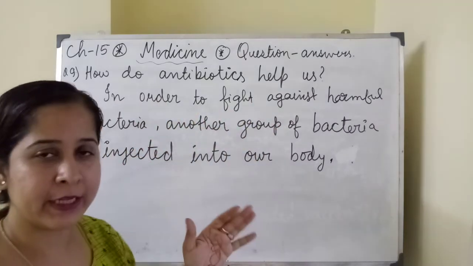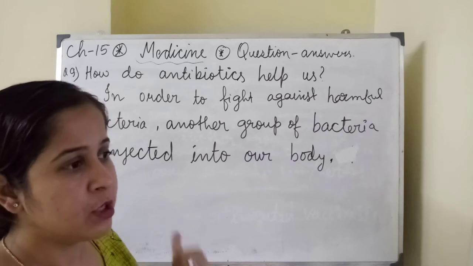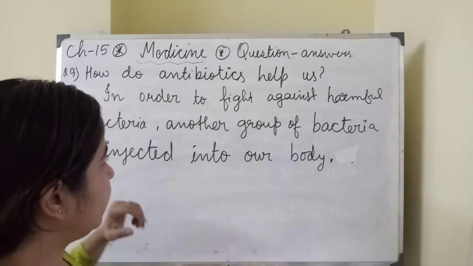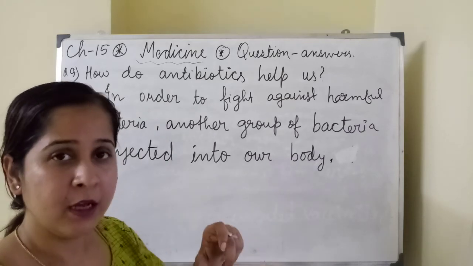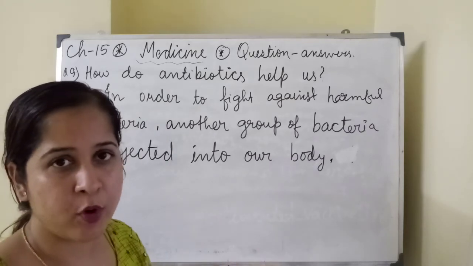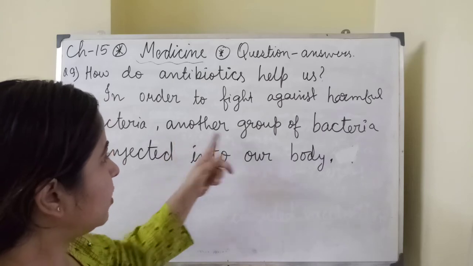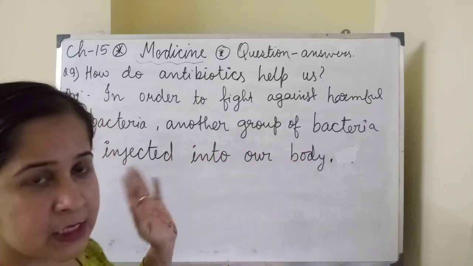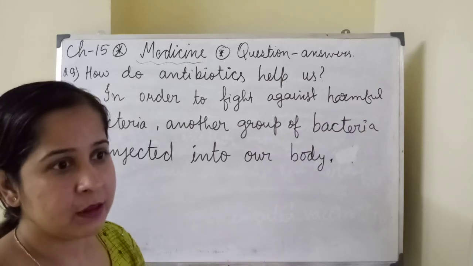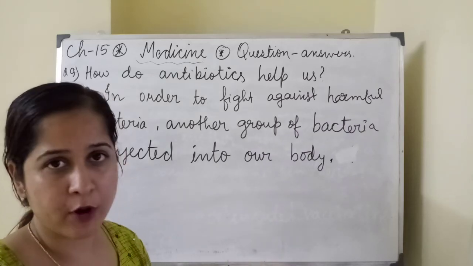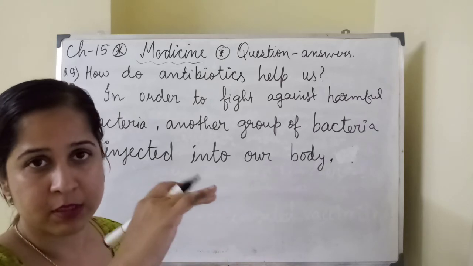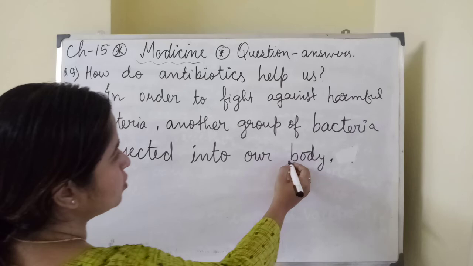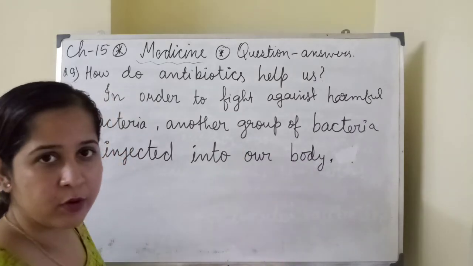When harmful bacteria enter inside our body, there must be some solution to fight against these harmful bacteria. So another group of bacteria is again injected in our body through injection, to fight against this and to make them slow. In this process, the effect of harmful bacteria becomes lesser than the positive bacteria. So this is the answer of this question. Please write down in the notebook.